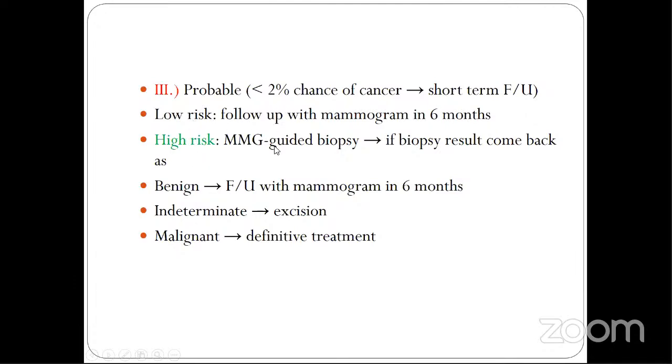Low risk, follow up, finish. High risk will do biopsy, and the biopsy histopathology will come benign, malignant, or intermediate. Benign will follow up with mammography in 6 months. Malignancy will go for malignancy management, okay, as in the last lecture, or if it is intermediate will do excision.